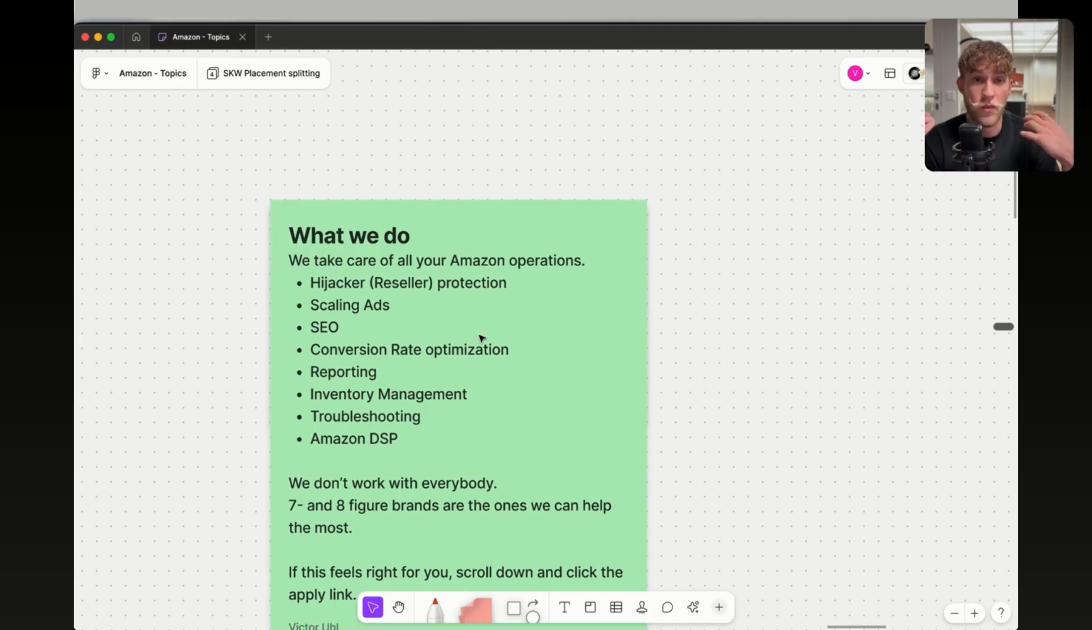And this brings us to what we actually do. I mean, we take care of that as your partner. We protect you against hijackers, prohibited resellers. We scale your ads profitably with a system that we know works, that we showed here, and it's far bigger than this. We do a proper SEO keyword research. We do the conversion rate optimization. We do the reporting on weekly and monthly basis. We take care of your inventory to ensure that you have enough stock for the season. We take care of your troubleshooting, and we can also do Amazon DSP even if you have a little budget, so we don't have to start there with like 30,000 or whatever other people want to charge you.